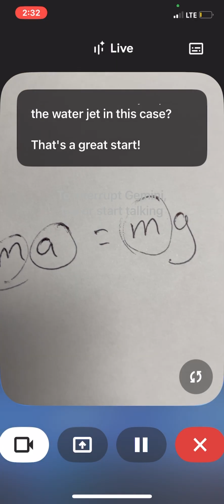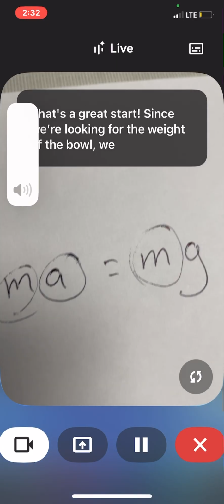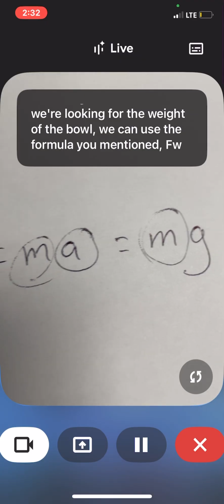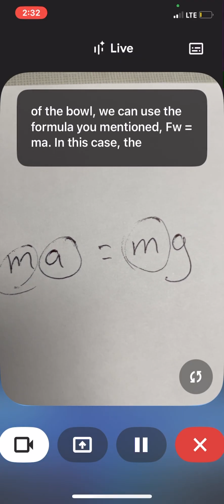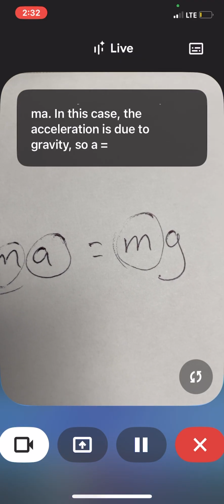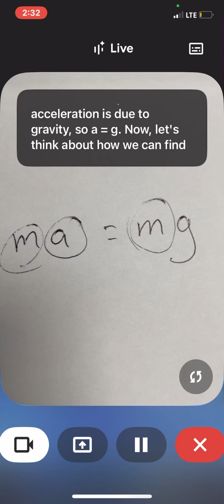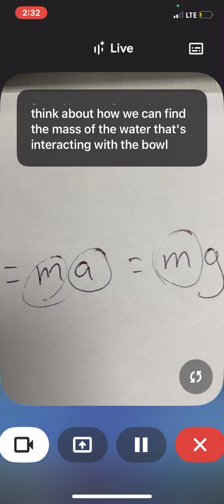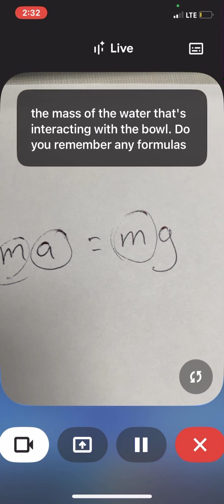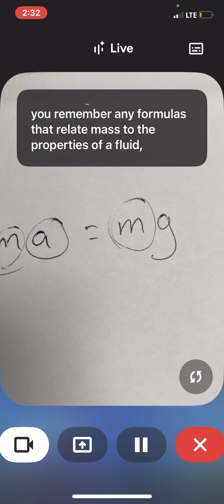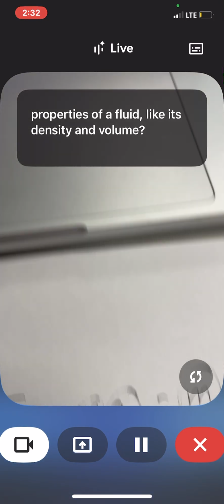That's a great start. Since we're looking for the weight of the bowl, we can use the formula you mentioned, Fw equals ma. In this case, the acceleration is due to gravity, so a equals g. Now let's think about how we can find the mass of the water that's interacting with the bowl. Do you remember any formulas that relate mass to the properties of a fluid, like its density and volume?